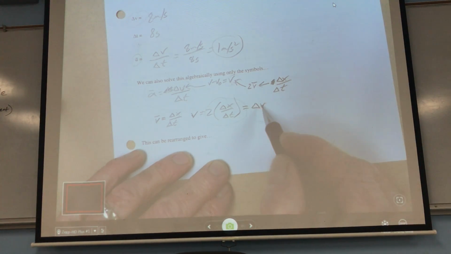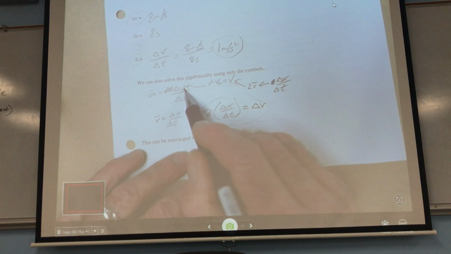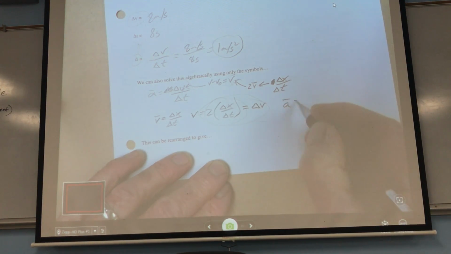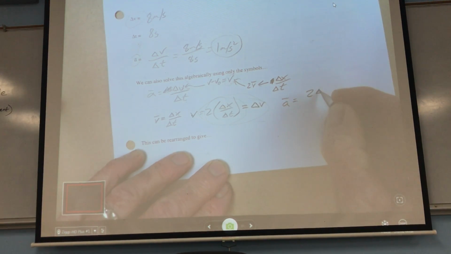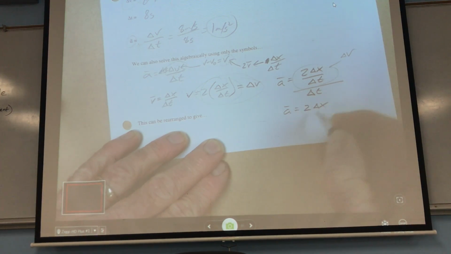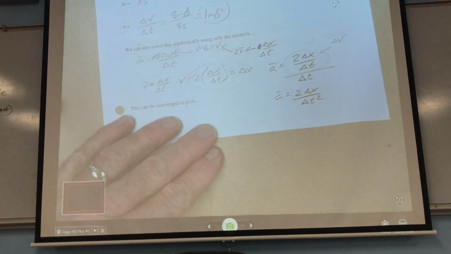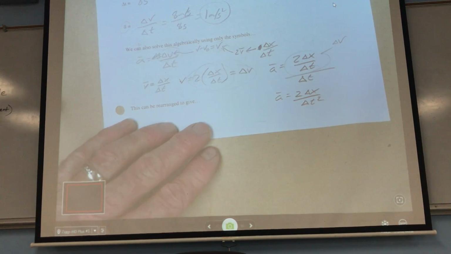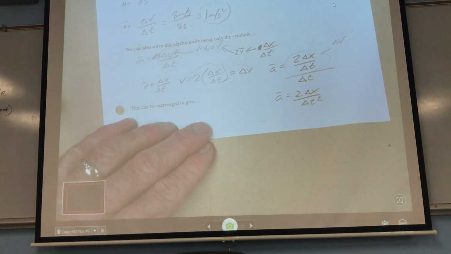So now I can substitute all this in for delta V. I can say acceleration equals 2 delta x over delta t, that's my delta V right there, divided by delta t, and that is 2 delta x over delta t squared. So there's a formula for acceleration anytime you're given a time and a displacement, and you're starting from 0. It only works if you're starting from 0.